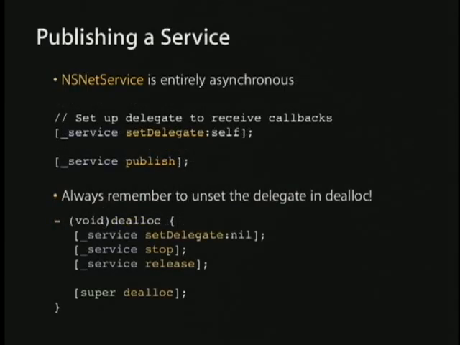Publishing a service, right? So we created it in the last slide. The first thing you're going to want to do is set your class up as the delegate for the net service. The delegate is going to give you a bunch of callbacks. We'll look at those in a moment. But then it's pretty much it. You call publish, and publish starts it up.